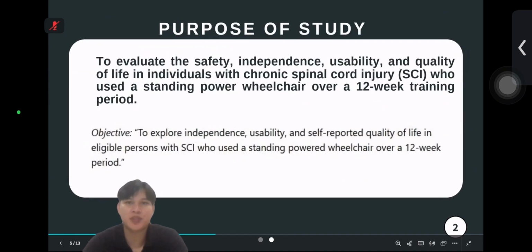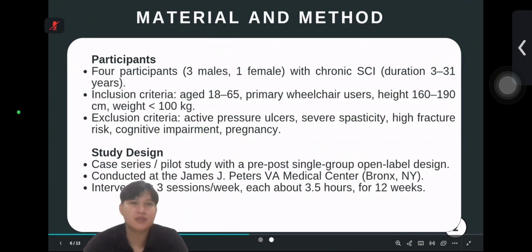And so the purpose of the study is to evaluate the safety, independence, usability, and quality of life in individuals with chronic spinal cord injury, or SCI, who use a standing power wheelchair over a period. So the material and method: the participants were 4, 3 male and 1 female, with chronic SCI, duration 3 until 13 years, including criteria.